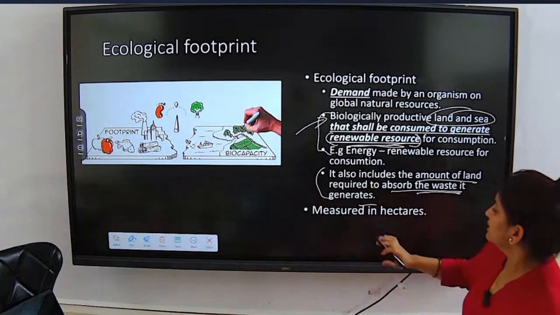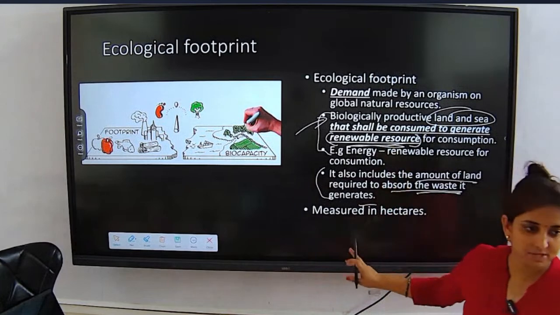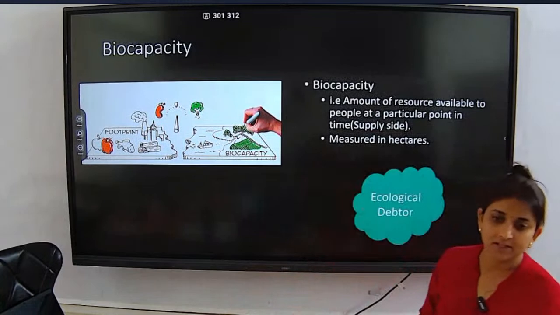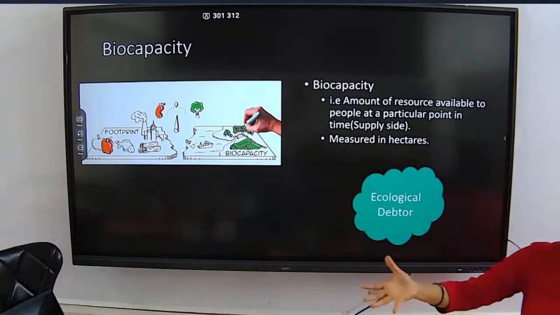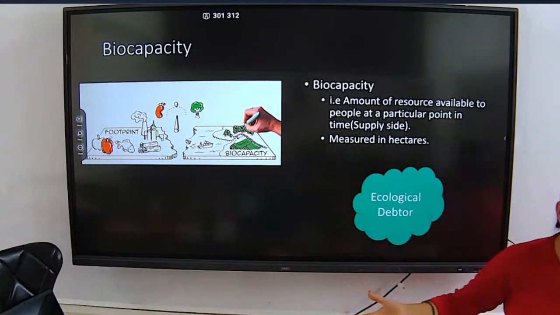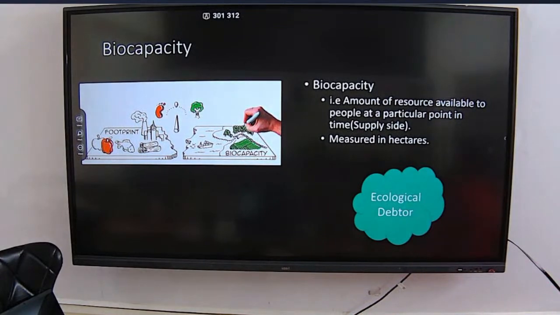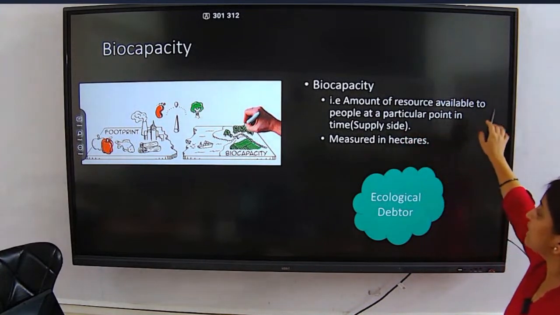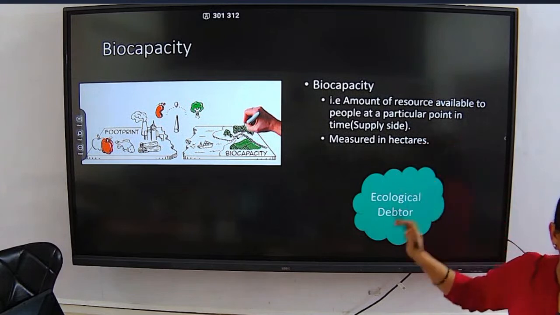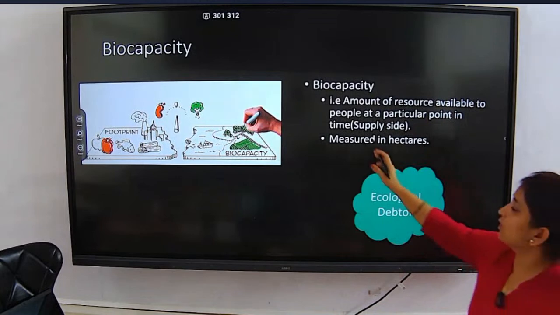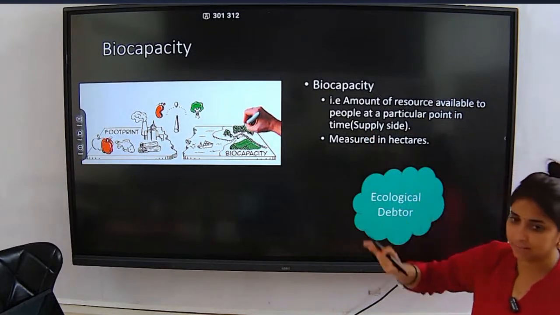Okay, so we understood that they are measured in hectares. So this was the demand side. So there should also be a supply side, right? What the earth is able to provide. This was what you were demanding. There should be a side wherein what the earth is able to provide. That is basically known as the biocapacity. Biocapacity is the amount of resource available to people at a particular point in time. That is the supply side. So biocapacity becomes the supply side.